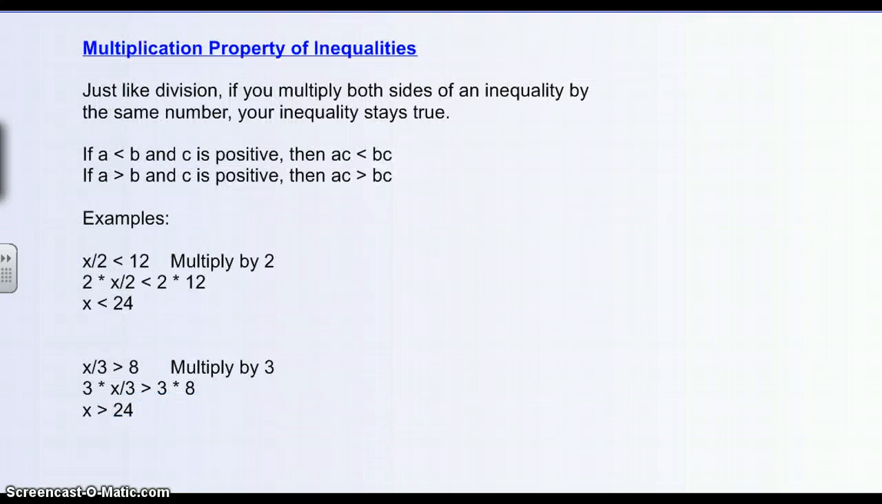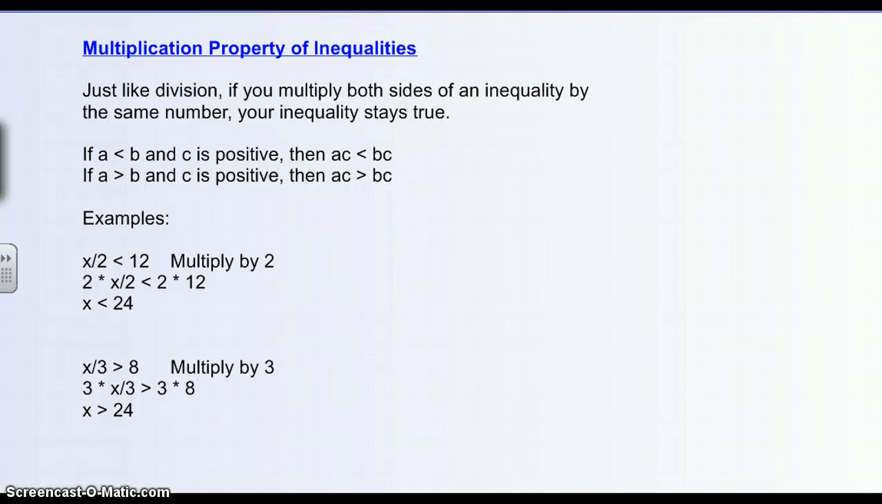The multiplication property of inequalities is very similar to the division property. Just like division, if you multiply both sides of an inequality by the same number, your inequality will stay true. So if A is less than B and C is positive, then AC is less than BC. When you multiply by a positive number on both sides, the sign does not change. If A is greater than B and C is positive, then AC is greater than BC. So we have some examples here.